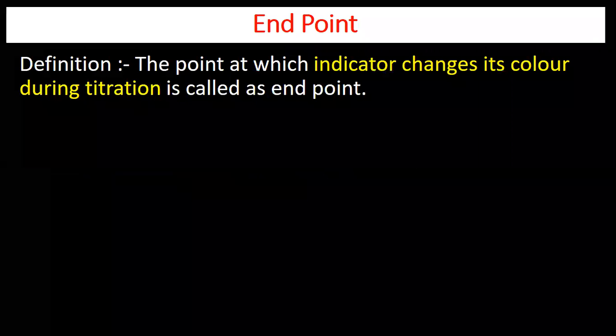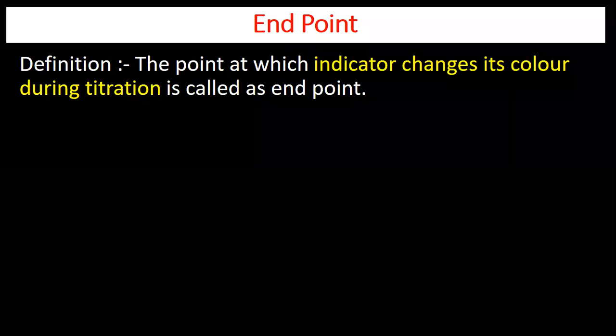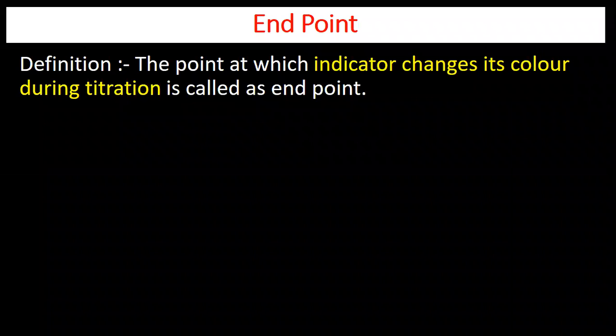First concept is end point. End point means the point at which the indicator changes its color during a titration is called the end point, or the titrimetric point at which the indicator changes its color during a titration is called the end point.